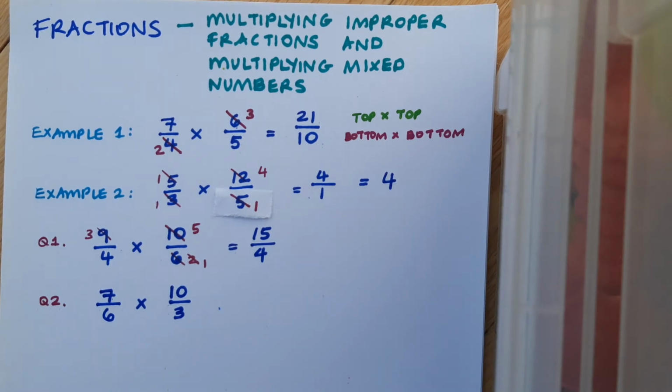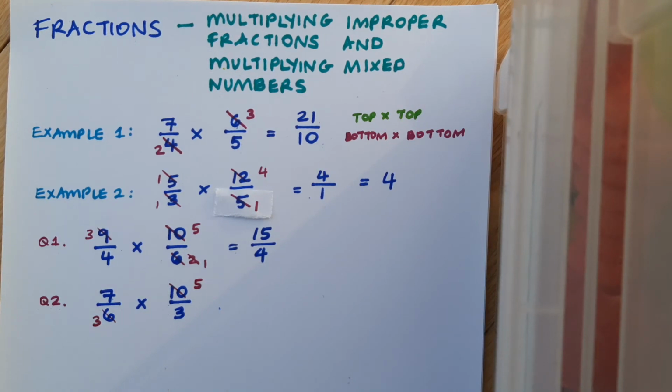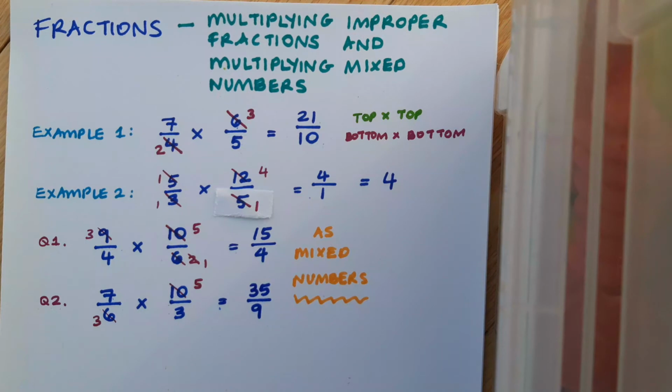Okay, so looking for opportunities to cancel here. 7 doesn't match with anything. 10 and 6 have a common factor of 2. 2 goes into 6 3 times, and into 10 5 times. And that's all the cancelling that's available to me at the moment. So I'm going to multiply, and I'll get 35 over 9. Okay, so both of these are improper fractions. Now, just for practice, I'd like you to see, can you change both of these into mixed numbers? Again, pause the video while you do this, and then check and see if you're correct.